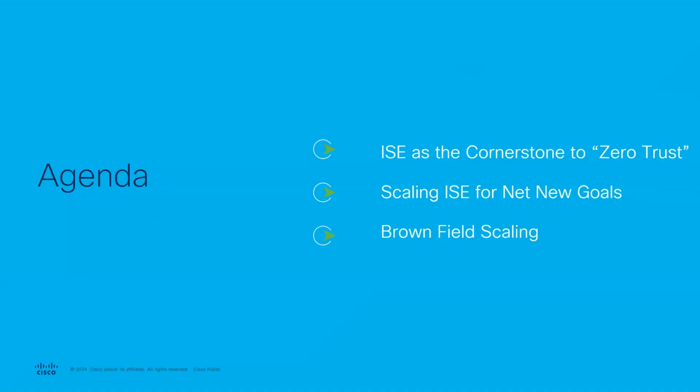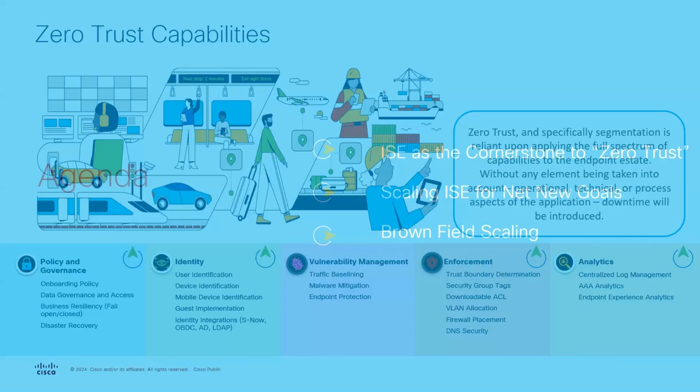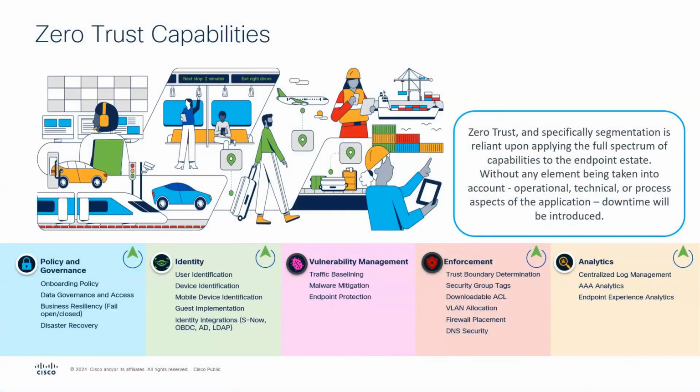So let's dive right into it. Let's talk a little bit about what scaling of ISE looks like and why it's so important. To start off with, ISE is kind of the cornerstone of Zero Trust. And within the Zero Trust Architectures book, we talk about 5 different capabilities that any organization needs to begin their Zero Trust journey. Those 5 pillars are policy and governance, and this is going to be anything from onboarding policy, data governance policy, business resilience, or the policy that dictates what types of endpoints that users are able to bring onto the network and how they're able to use them.